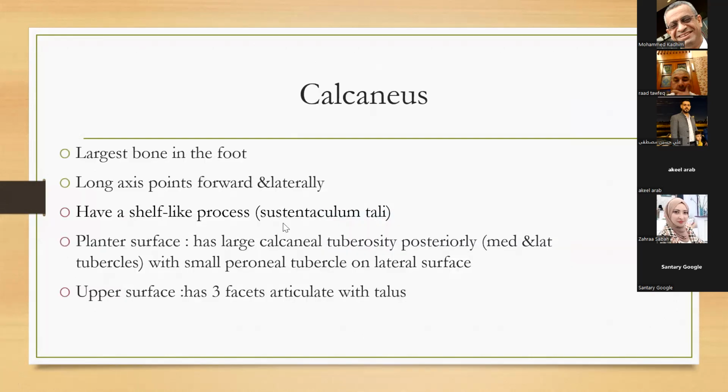The calcaneus is the largest bone in the foot. Its long axis points forward and laterally. It has a shelf-like process, the sustentaculum tali. The plantar surface has a large calcaneal tuberosity posteriorly, that consists of medial and lateral tubercles, with a small peroneal tubercle on the lateral surface. The upper surface has 3 facets that articulate with the corresponding facets of the talus.